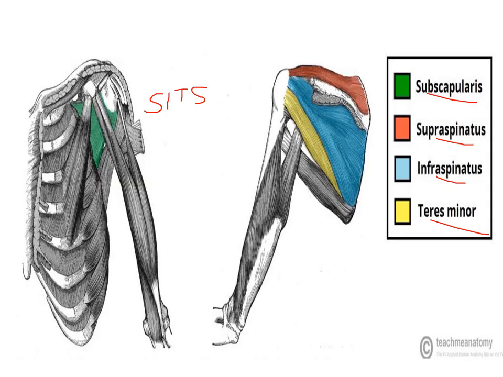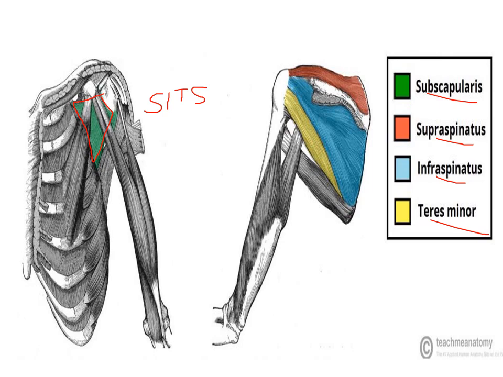So starting with the subscapularis muscle, this is a muscle that originates from the subscapular fossa of the scapula, and that's the anterior surface of the scapula here, muscle shown in green. It then inserts at the lesser tubercle of the humerus. Its innervation comes from the upper and lower subscapular nerve, and its movement is medial rotation of the arm.